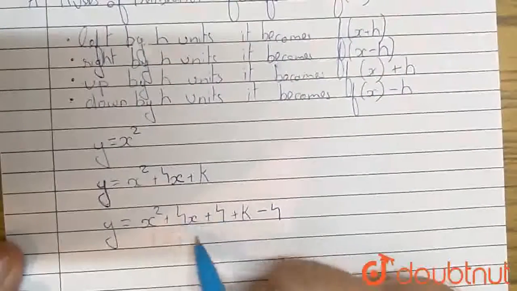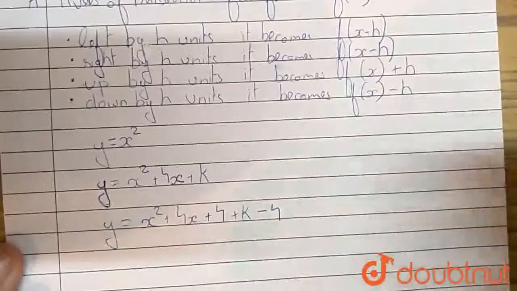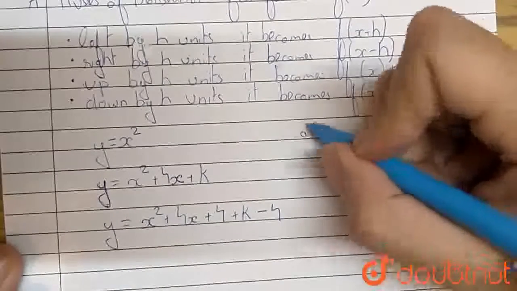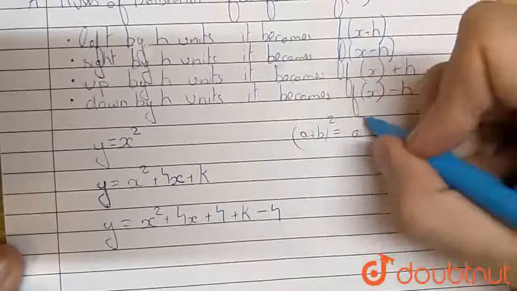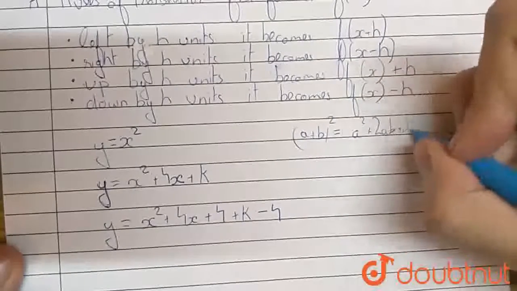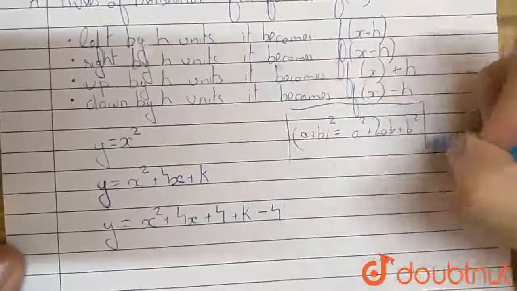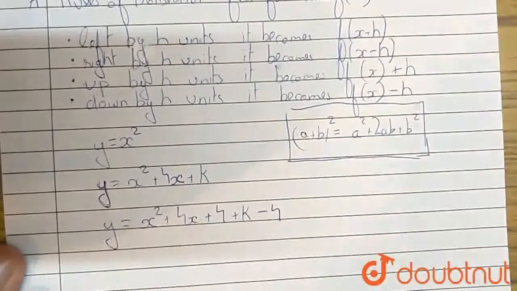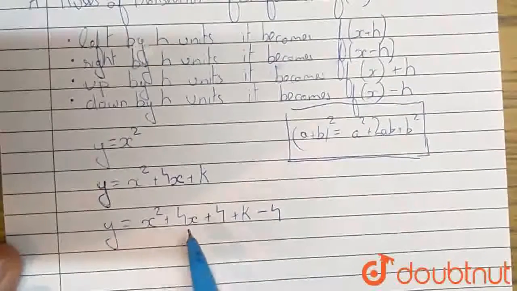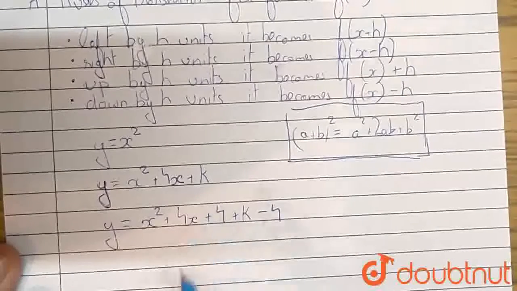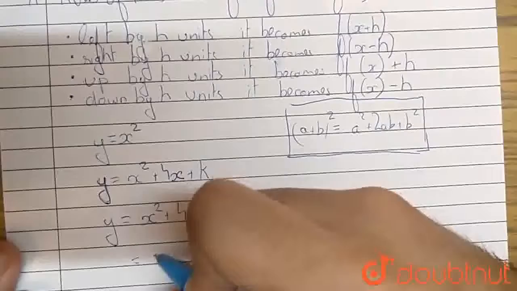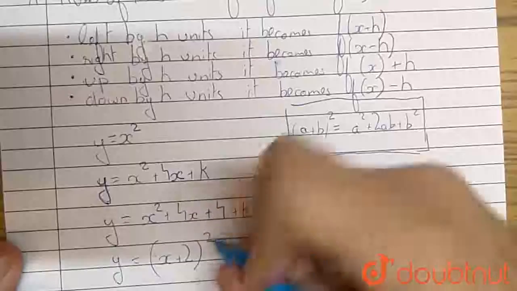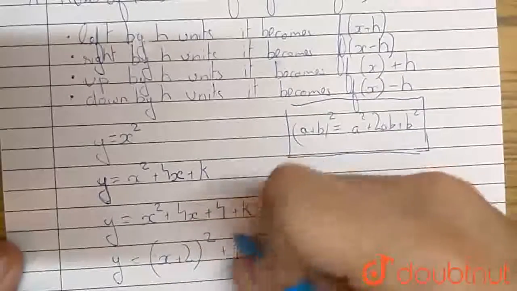So now we can make this into a perfect square using the identity which I will write here, which is a plus b whole square is equal to a square plus 2ab plus b square. This is the identity, and here our a is x and our b is 2. So we can write it as y is equal to x plus 2 whole square plus k minus 4.